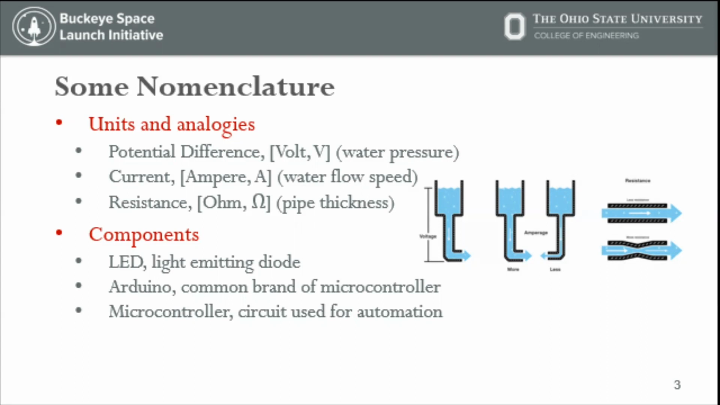And then resistance is another parameter we're looking at today. That's measured in ohms, with the capital omega unit sign. It's kind of like the thickness of your pipe. You can see on the far right that it's constricting your flow, so it's going to cause less current. Resistance to flow. Specific components that we're going to look at is the LED, or light emitting diode. Essentially, it's just a tiny light bulb. We look at the Arduino, which is a common brand of microcontroller, and more generally, a microcontroller, which is a circuit used for automation.